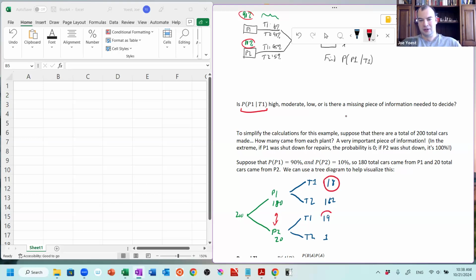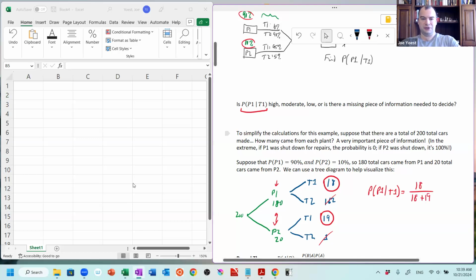So now I know that I'm only looking at these two possibilities. These are no longer possibilities because I know that the car I'm looking at is a type 1 car. Of the type 1 cars, these 18 and those 19, what proportion came from plant 1? Well, that's 18 of the total number of cars, 18 plus 19. Or this is just under 50%.